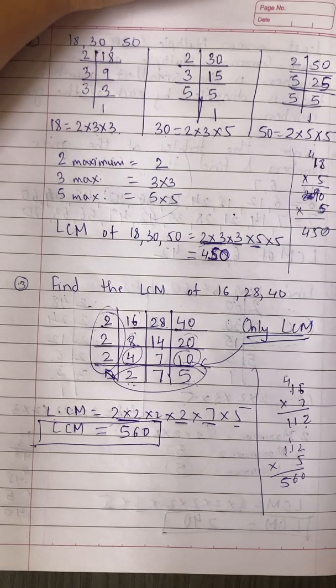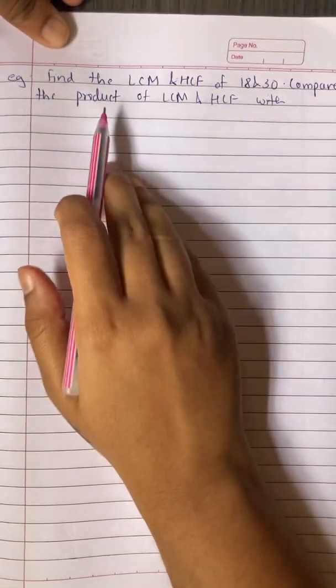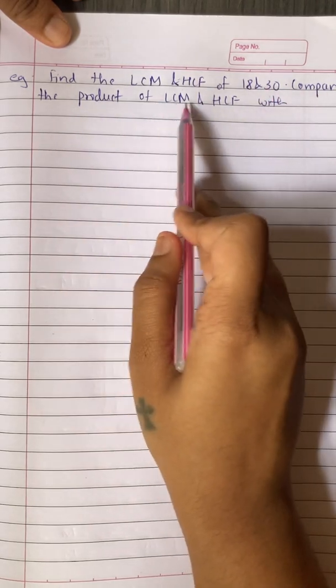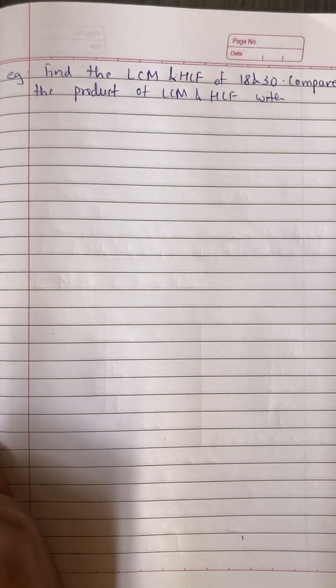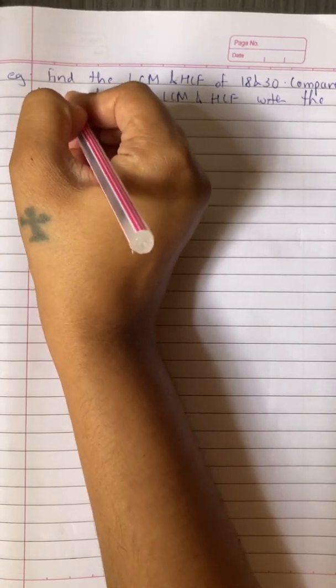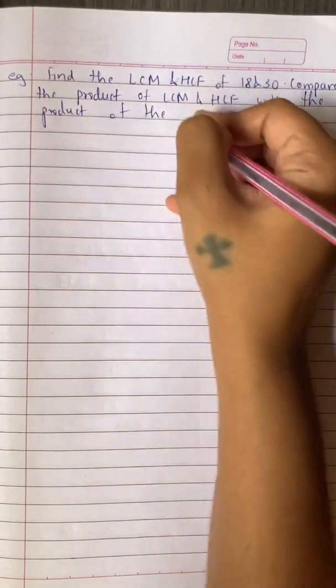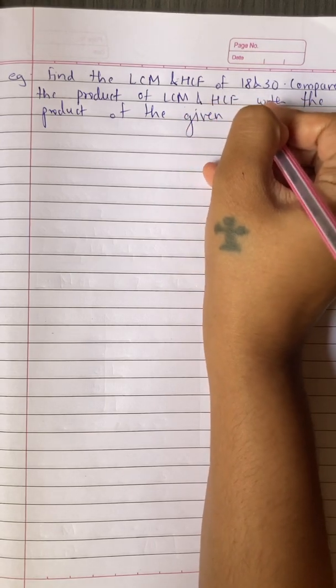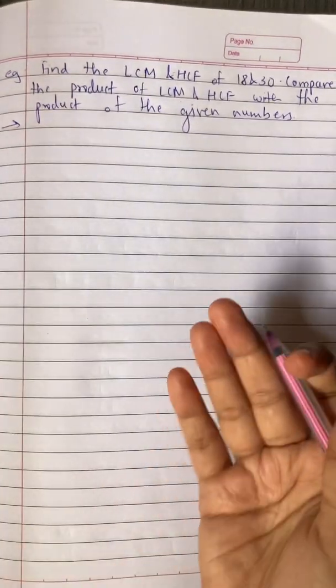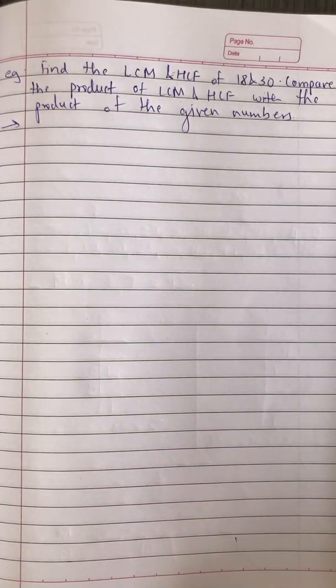Now moving forward, the next sum is: find the LCM and HCF of 18 and 30 and compare the product of LCM and HCF with the product of the given numbers. So I have not written this question completely. I'll just write it down. Now this question is very fun to solve. You are going to discover a formula from this. Now one by one we are going to solve.